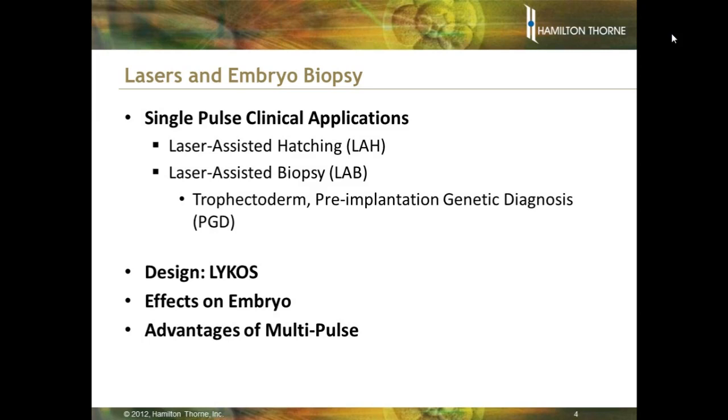The machine that we're using, the particular laser, is called the Lycos. I'll show you roughly how that works and how we use it. We'll then discuss the effects on the embryo and the effects of the particular kind of infrared light we're using. And finally, I'd like to summarize with the effects of the multipulse that we've developed, which is particularly applicable in trophectoderm biopsy. Could I have the next slide, please?